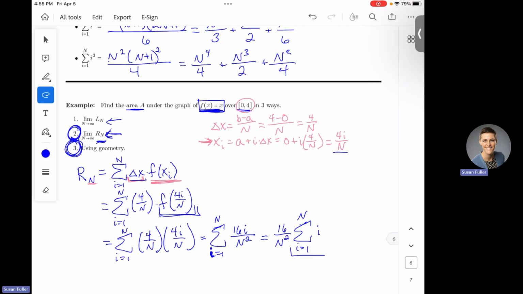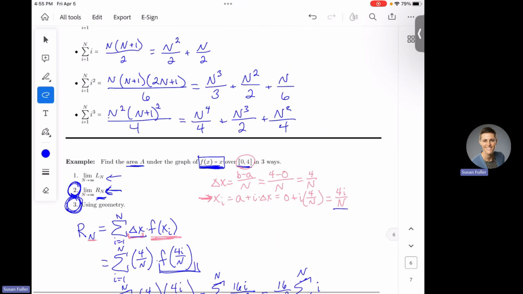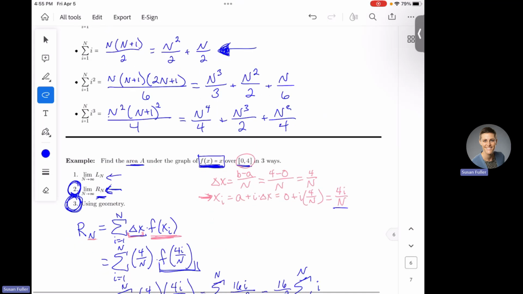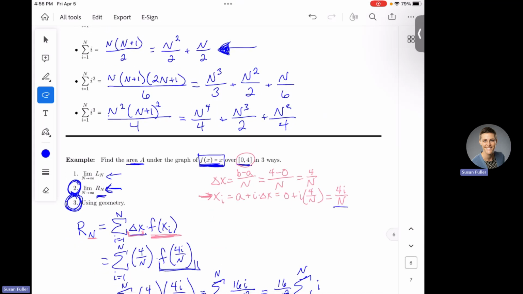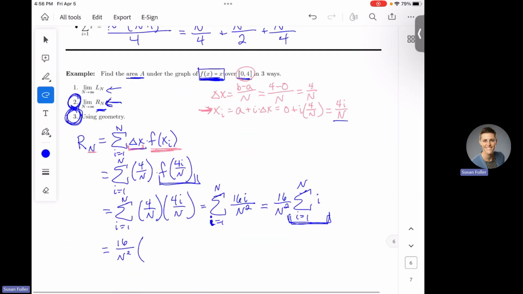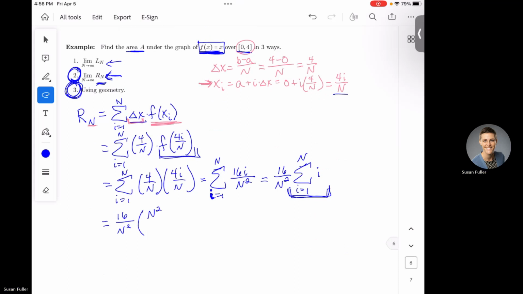And this sum from i equals 1 to n of i, that's one of these power sums. And I can go ahead and use this idea to plug in there. So the sum from i equals 1 to n of i is going to be n squared over 2 plus n over 2. So I'm going to go ahead and plug that in for my sum here. And so I'm going to have that 16 over n squared that we just pulled out times n squared over 2 plus n over 2.